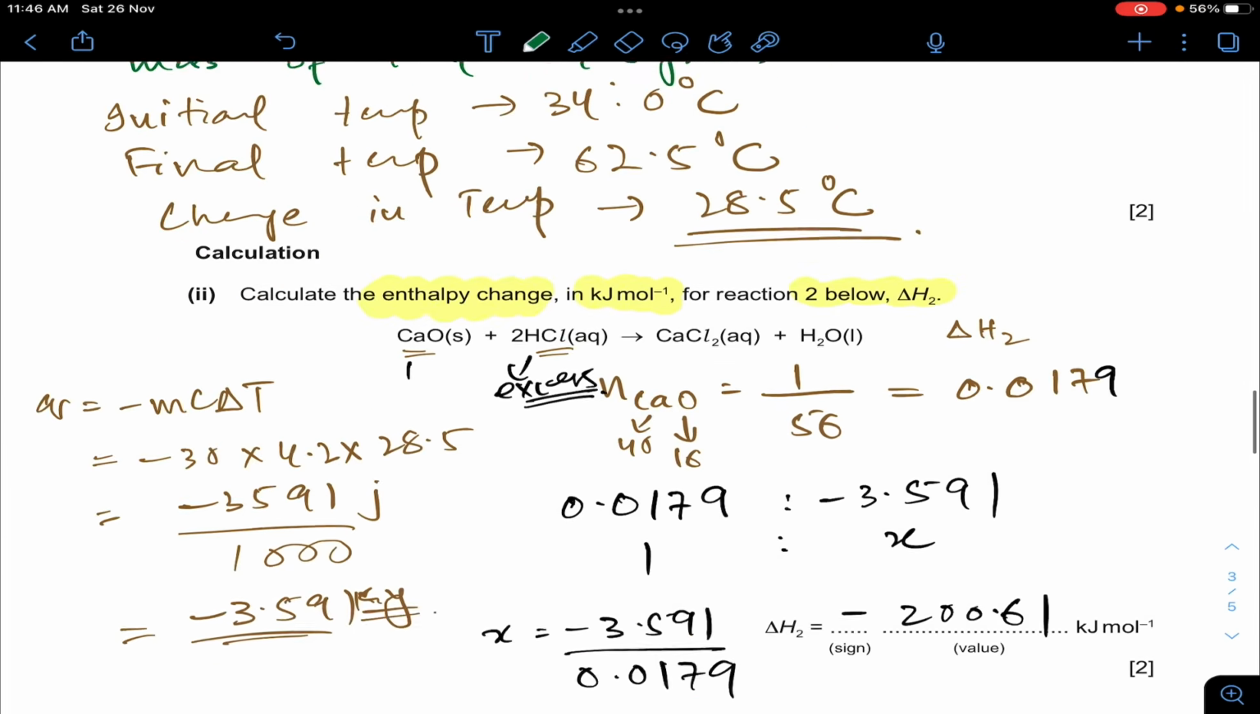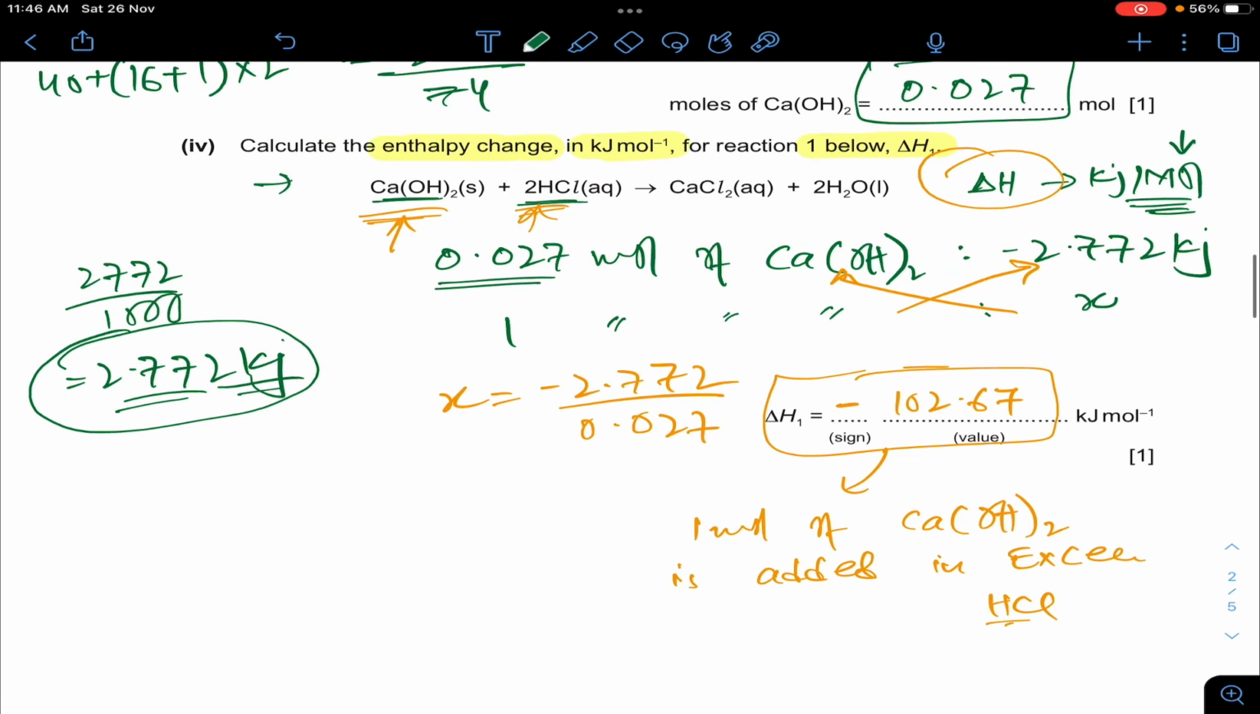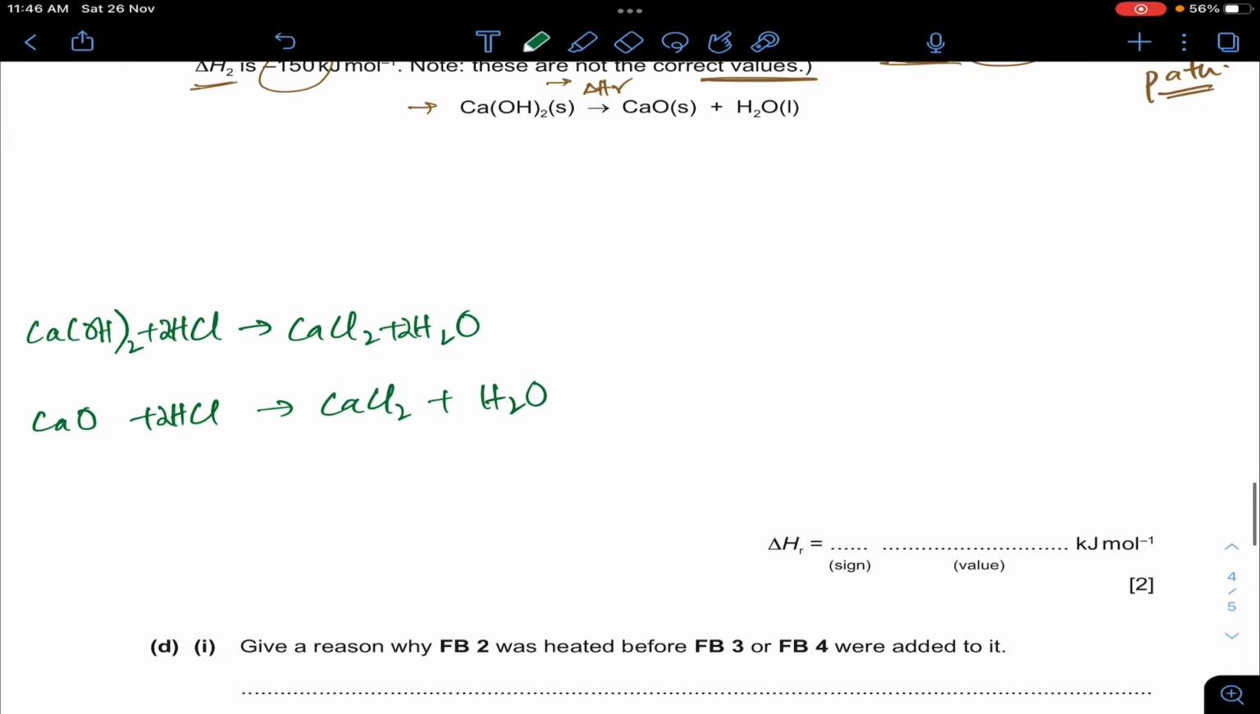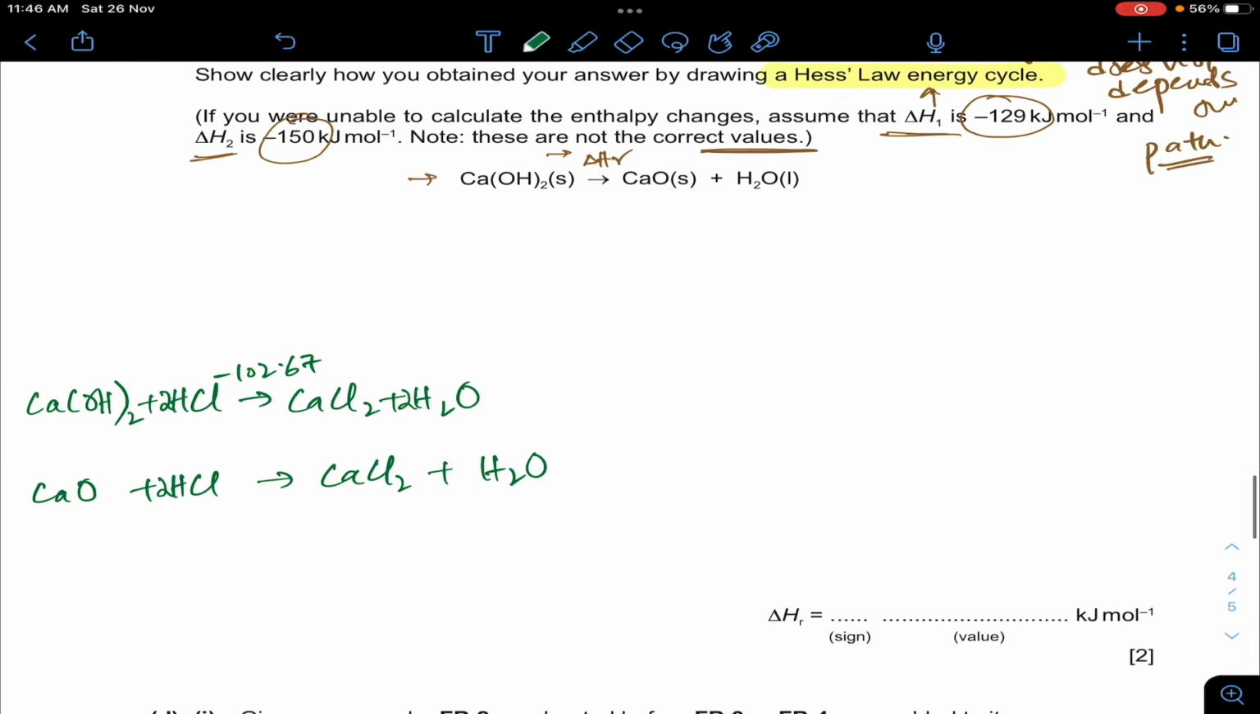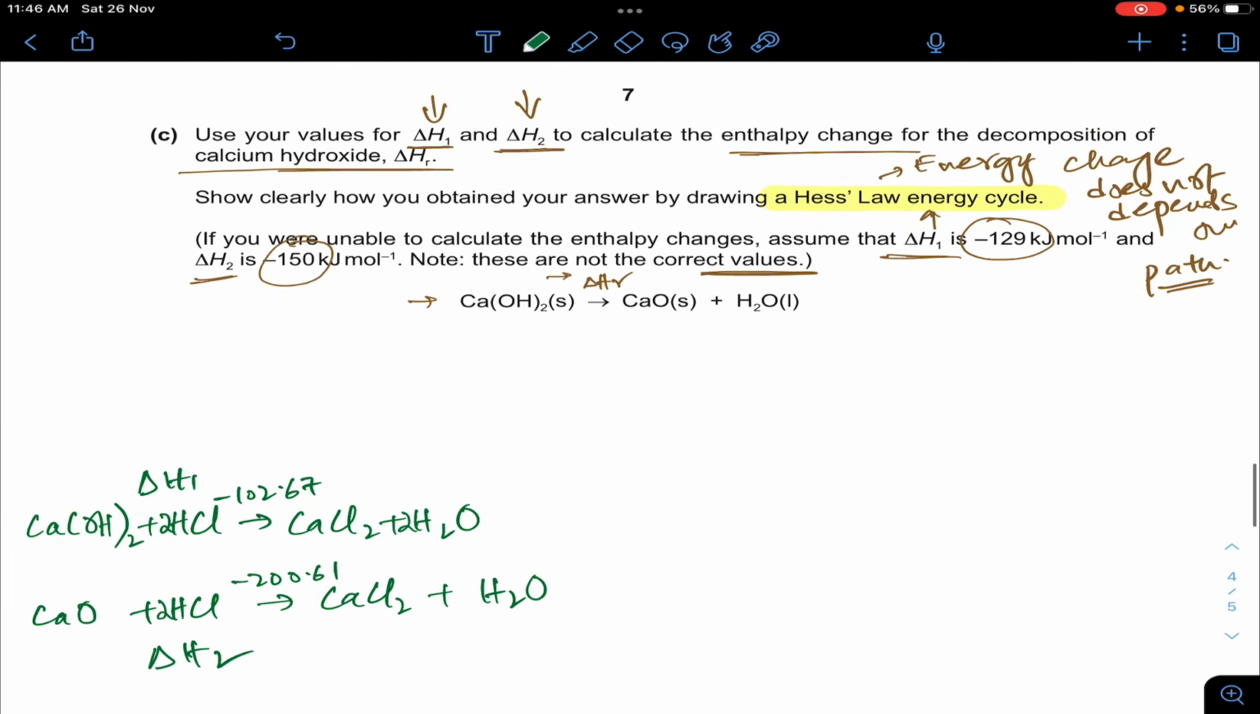Now the values which we get for delta H1 and delta H2: for delta H1 we have minus 102.67, and delta H2 is minus 200.61. Alright, so this is delta H1, this is delta H2. So by using these two values, we have to calculate the delta HR for this reaction, right?